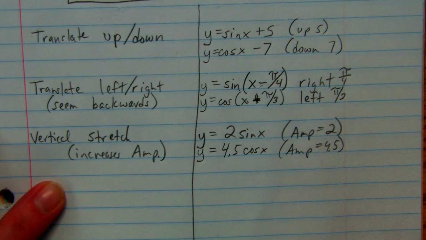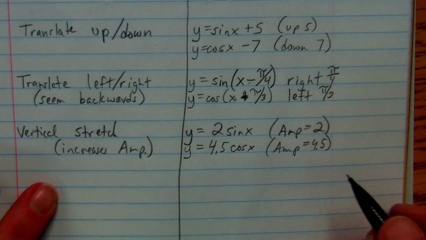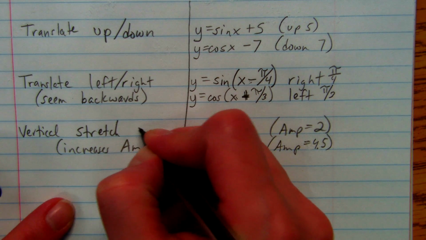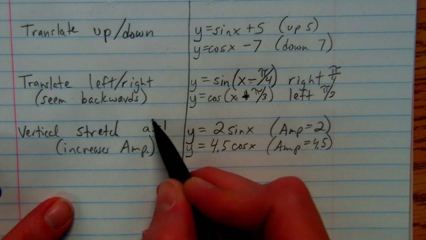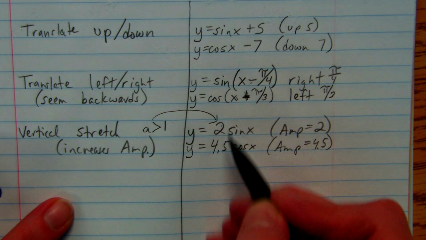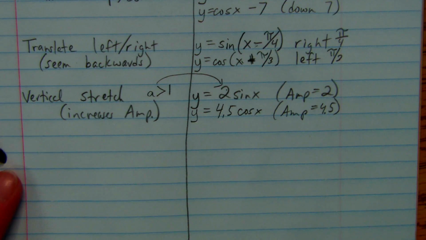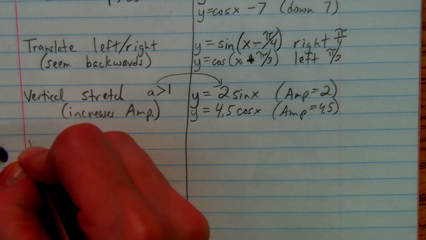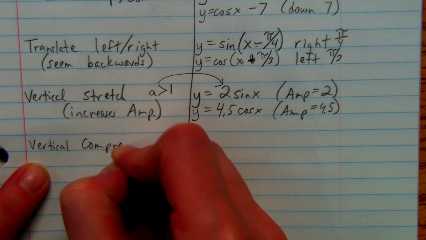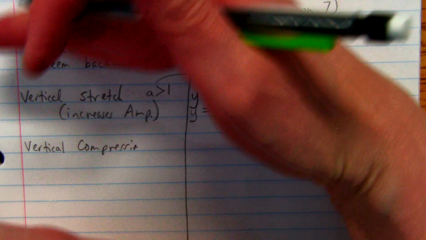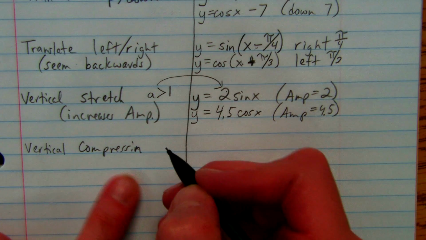And in general, your number has to be bigger than 1. So next to vertical stretch, I'm going to put a greater than 1. A is the number over here, our coefficient, if you will, in front of the sine and cosine. So if we want to decrease the amplitude, this is sometimes called a vertical compression. It's like you're taking your hands this way and squeezing it to make it shorter.